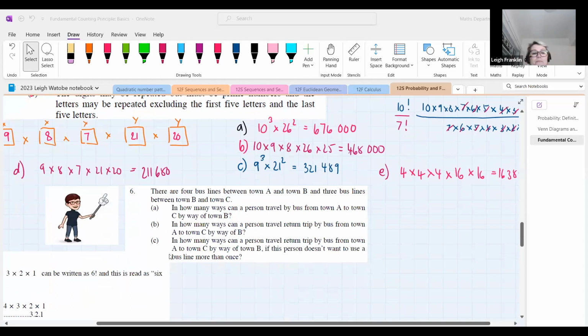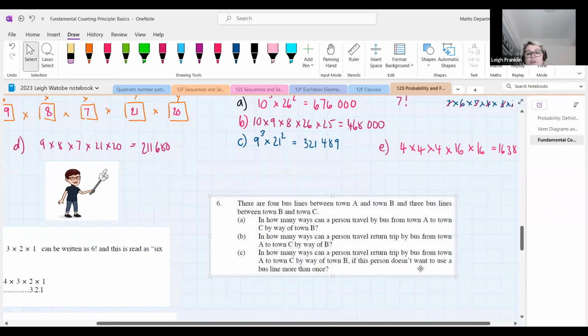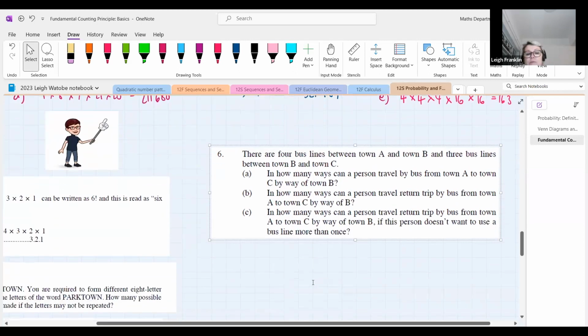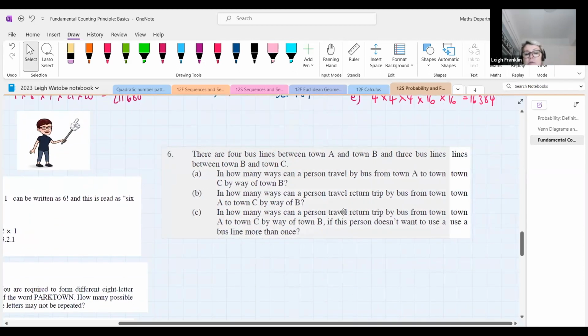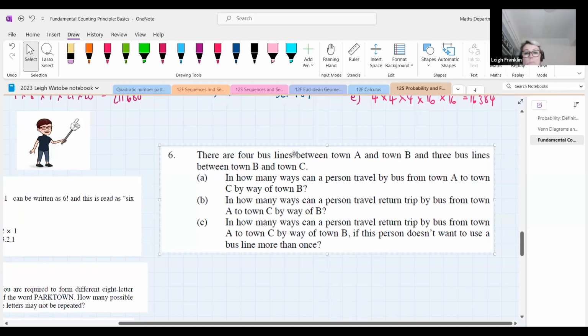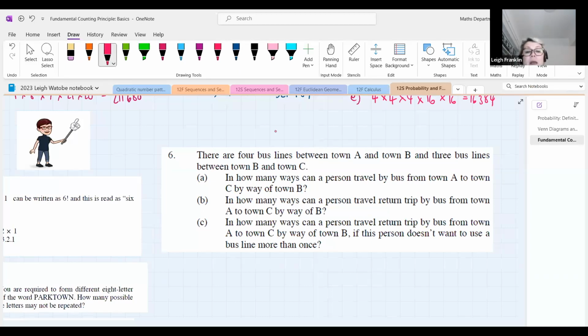All right, let's have a look at this question. This question is about buses. There are 4 bus lines between town A and town B. So it's like a route. A line, they mean a route, okay? And 3 bus lines between town B and town C. Question 6A says, in how many ways can a person travel by bus from town A to town C by way of town B?